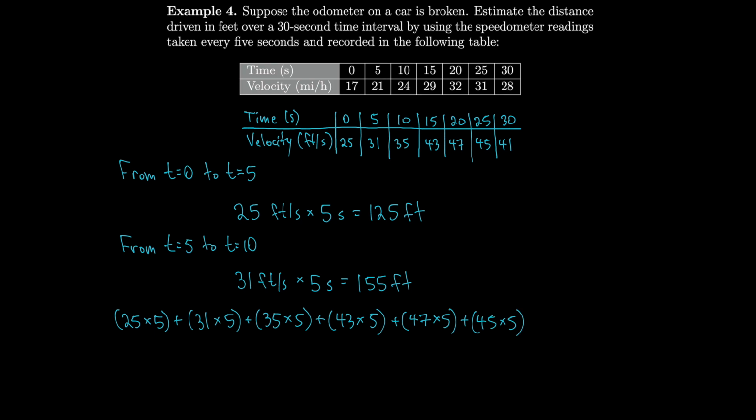Okay, let's make sure this is right. This goes from 0 to 5. This goes from 5 to 10. This goes 10 to 15, 15 to 20, 20 to 25, and from 25 to 30. Notice we're not going to use the 41 because we already used 45 as the estimate from 25 to 30. This ends up becoming 1130 feet added up all together.